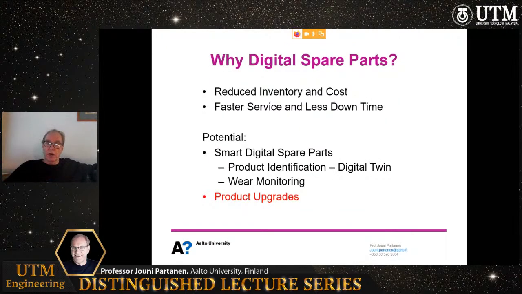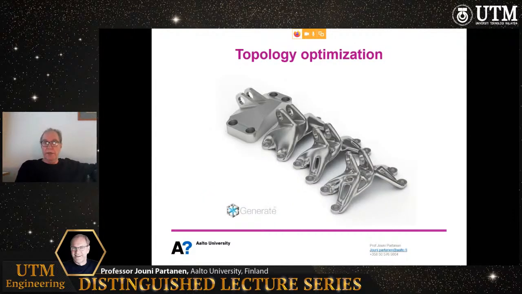So let's move ahead to another kind of potential product upgrades. Even with old products with digital spare parts, the digital spare part can be better than the original spare part. While you are developing your technology further, you can upgrade the products, and new products can have that new upgrade already, or a new digital spare part can have that new upgrade included. Quite often we talk about topology optimization in the aerospace industry. This is very important because you can reduce the weight of individual components.